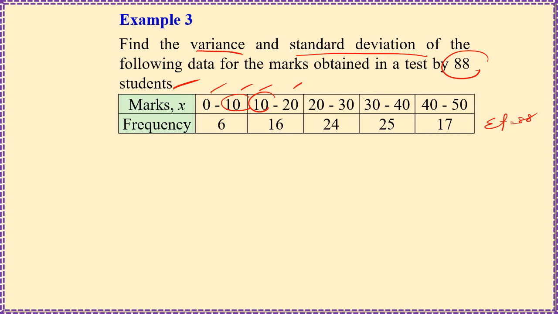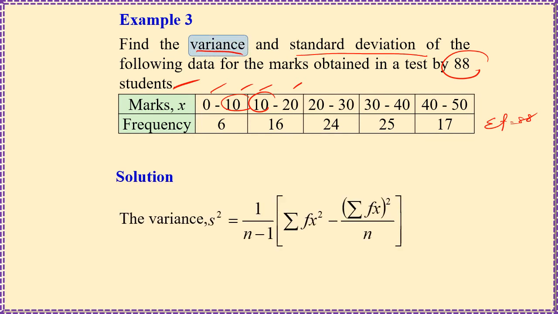So to find variance and standard deviation, we need to know what the formula is first. So the formula will be 1 over n minus 1 multiplied with summation of fx square minus summation of fx all square divided by n. Okay, so n minus 1 is done, n is done. But how about the summation of fx and summation of fx square?